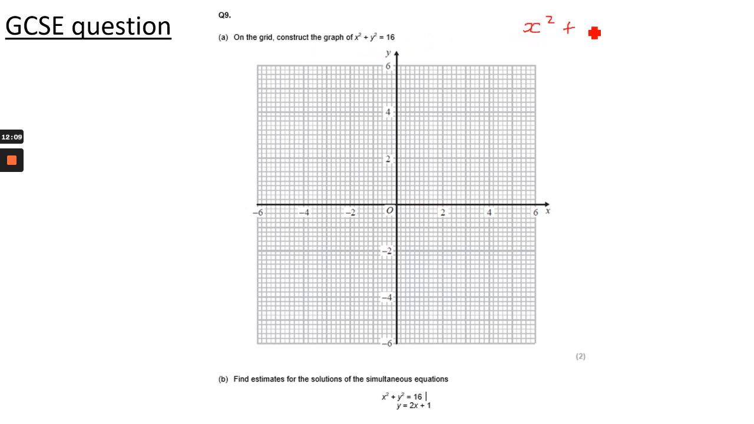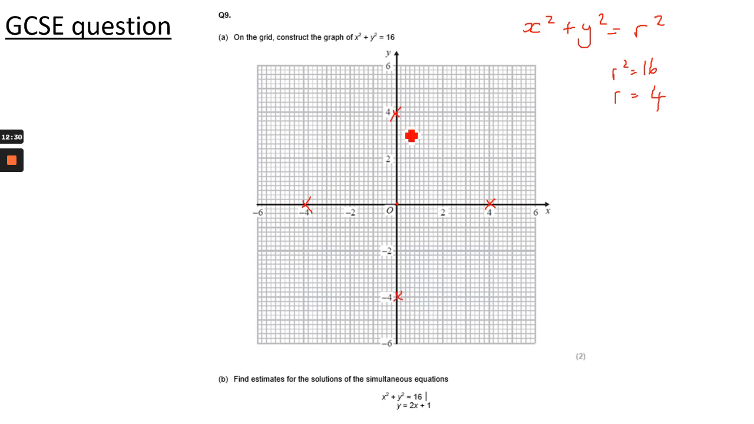You need to remember that this is the equation of a circle. And the equation of a circle is x squared plus y squared equals the radius squared. So in this example, the radius squared is 16. So the radius is 4. So the center of the circle is the origin. So my circle is going to go through these points here.